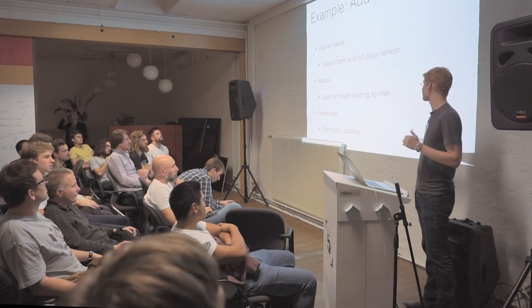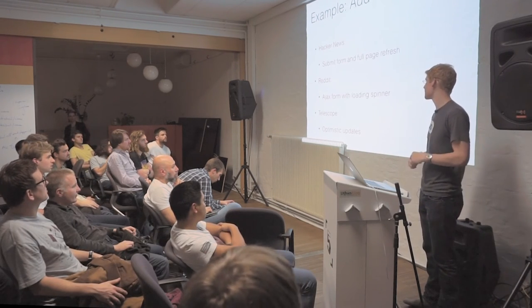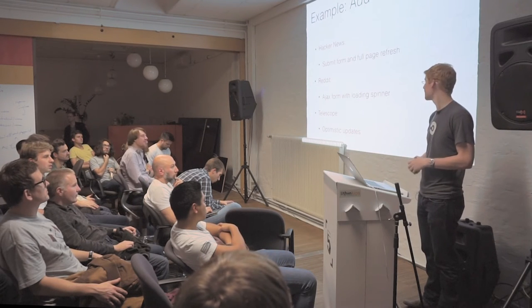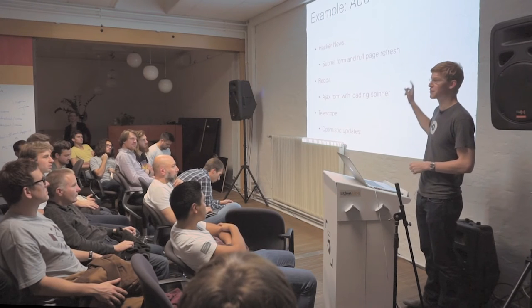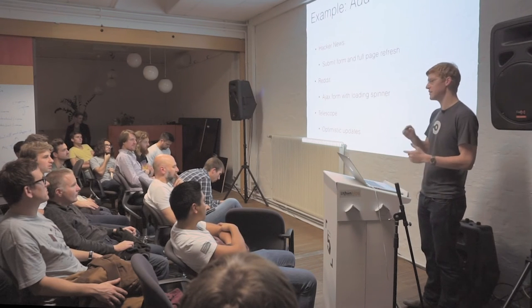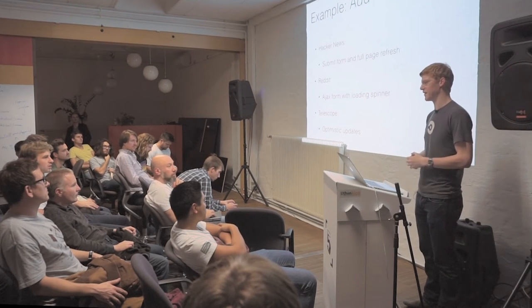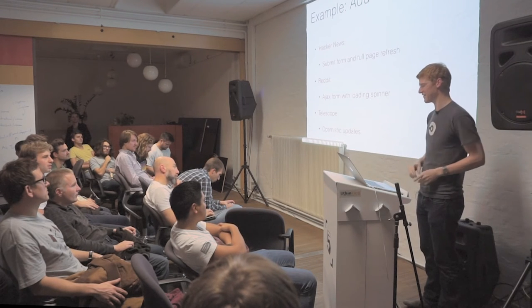And then an example where you really have optimistic updates is in Telescope, which if you're familiar, is a Meteor JS app, kind of a Hacker News Reddit clone. You click submit, you see your comment, and it may have saved, it may have not saved. You'll find out a little bit later; it'll go away if it didn't work.